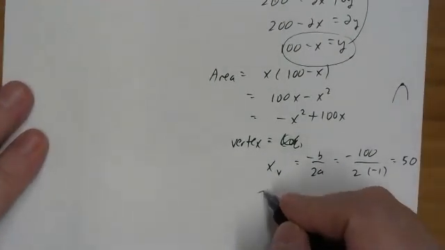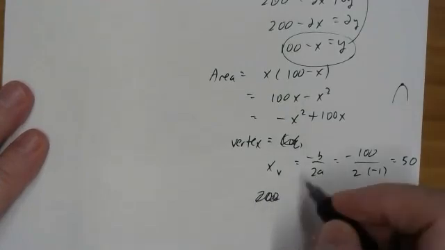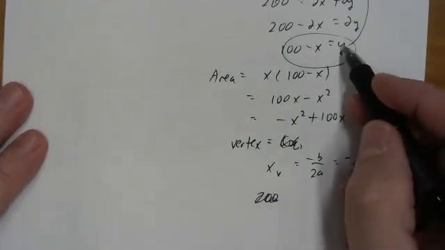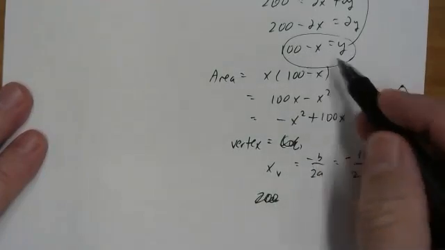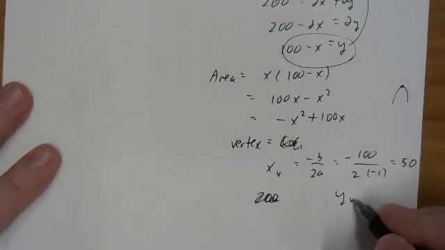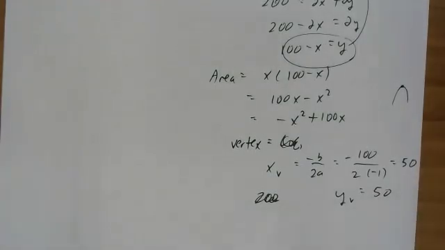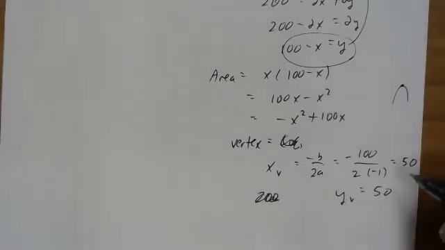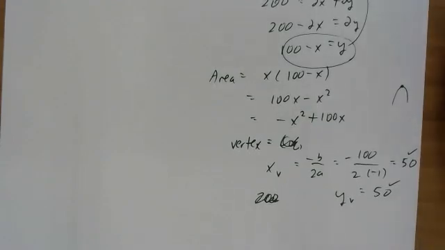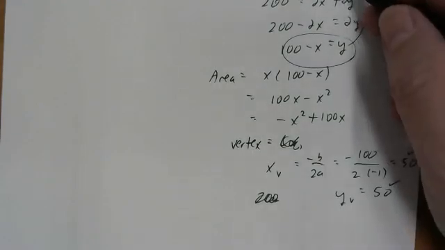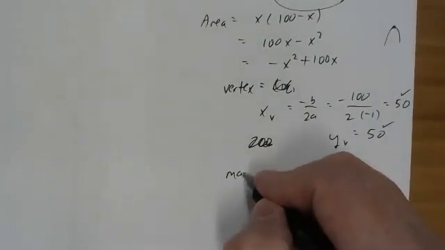Now if x is 50, I can figure out y. Well, here's this equation for y. y equals 100 minus x. So that means y of the vertex is 50. So they're asking for the length and the width. Width is 50, the length is 50. And then the maximum area is x times y.